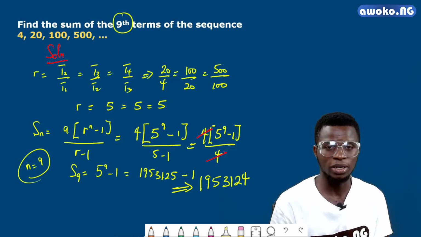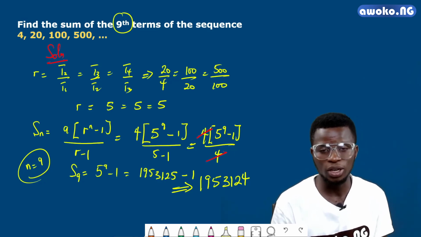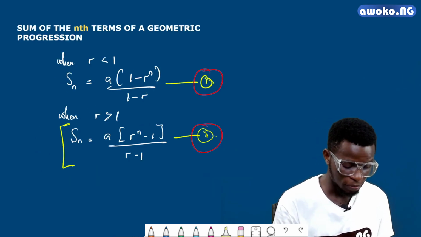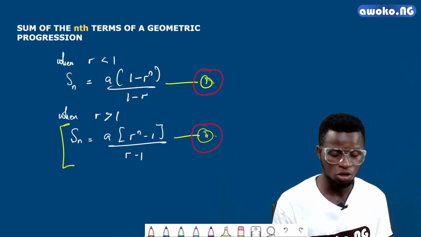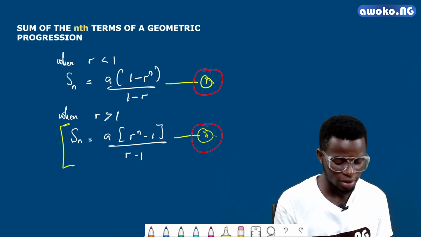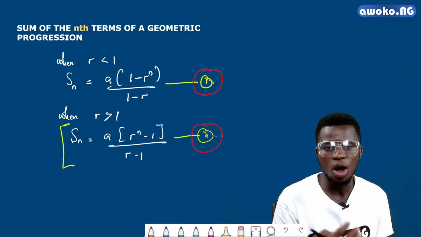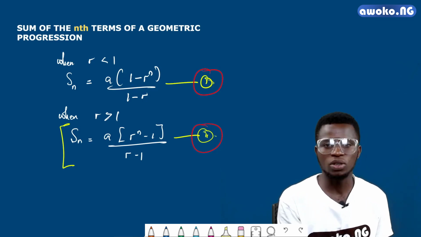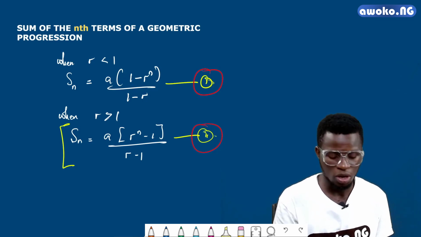This is the application of our knowledge on the sum of the nth terms of a geometric progression. So you can check how vast or how well you've understood this particular concept by solving more problems under this.